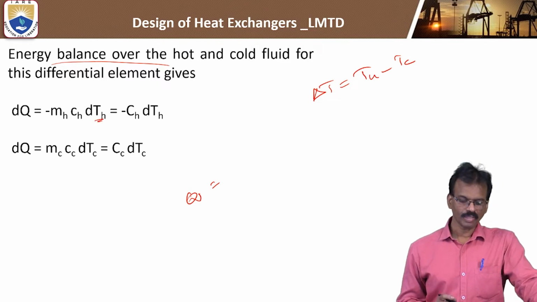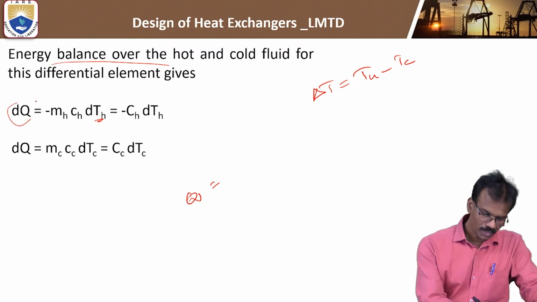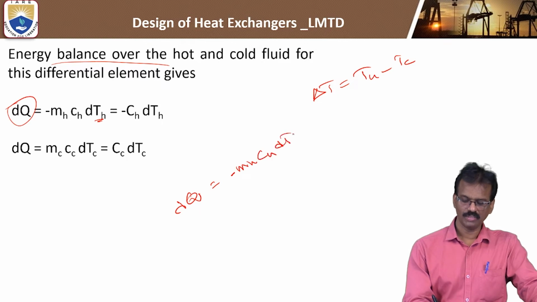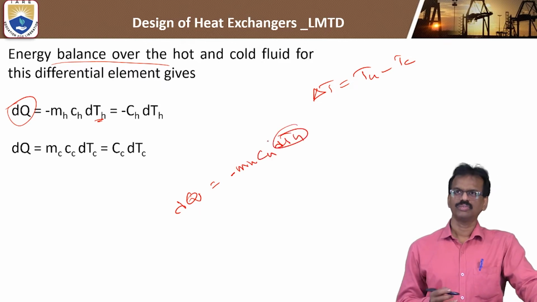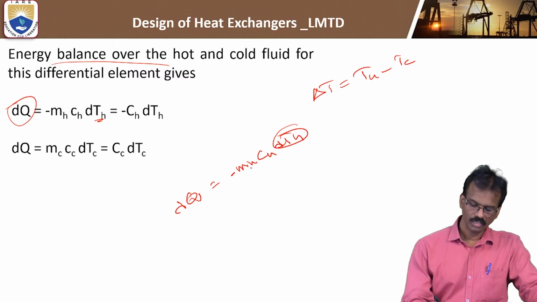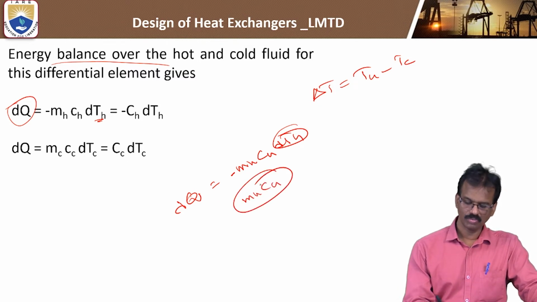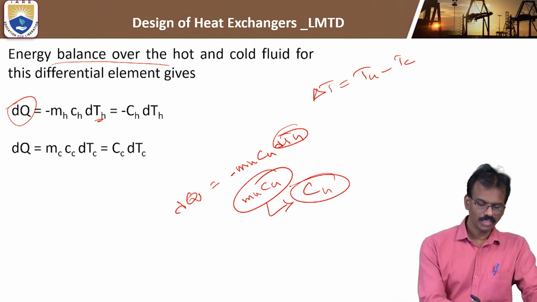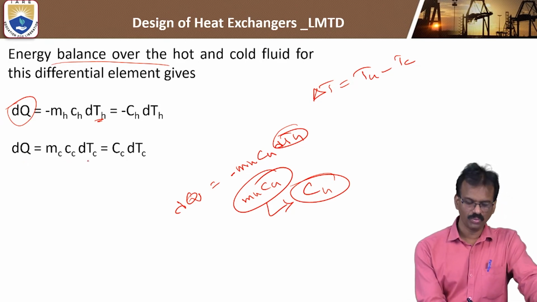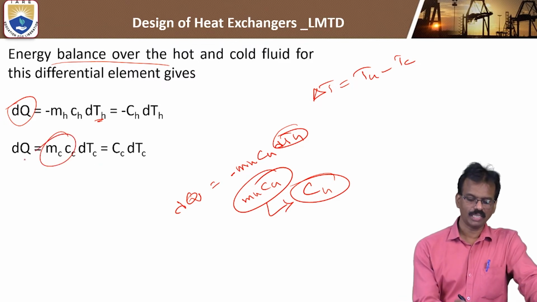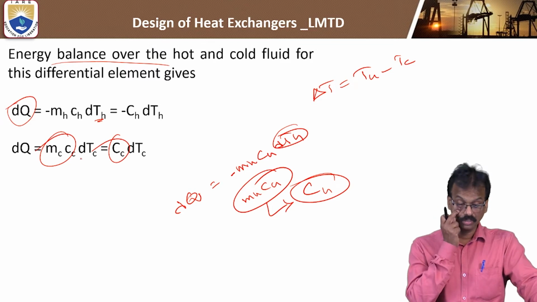Okay, for the small elemental area, small dq is equal to minus mH CH into dTH. So this dTH is the hot fluid temperature difference, between the hot fluid inlet and hot fluid outlet. You can rewrite this, mH CH is nothing but capital CH, the specific energy. Similarly, small dq with respect to cold fluid is equal to mC CC into dTC, and mC CC is nothing but capital CC, the specific energy, into dTC.